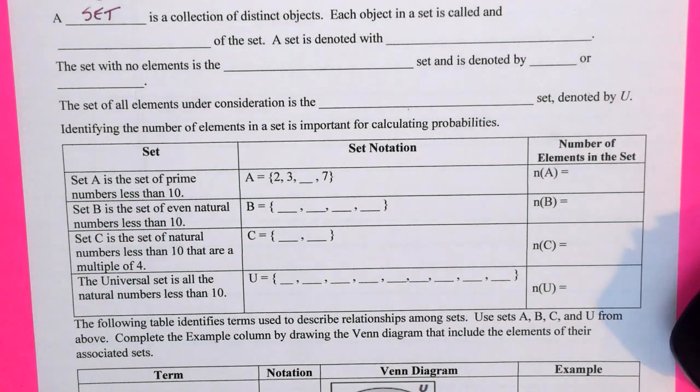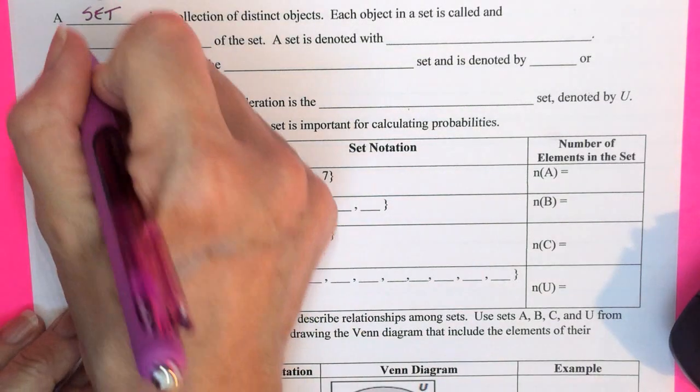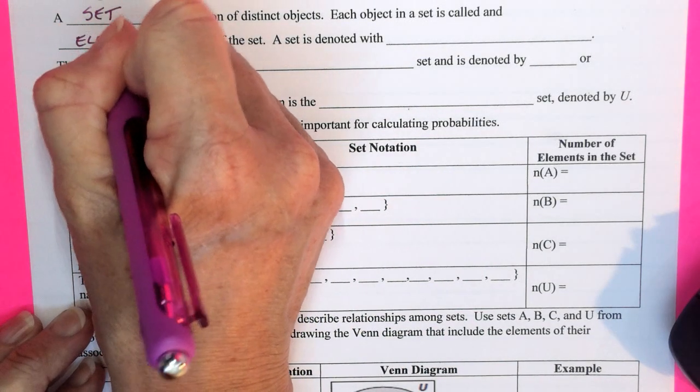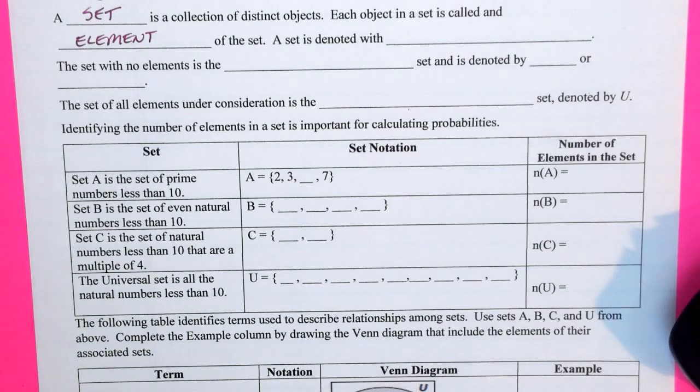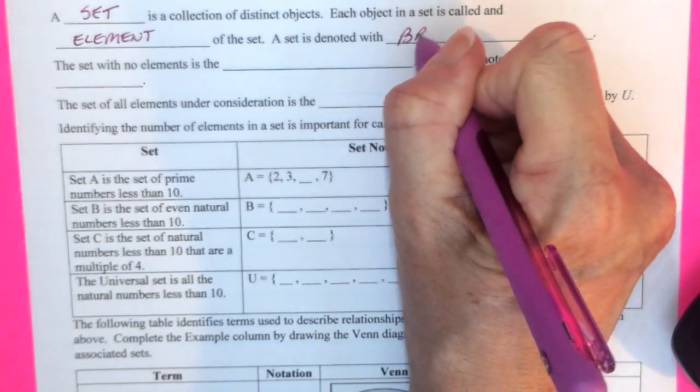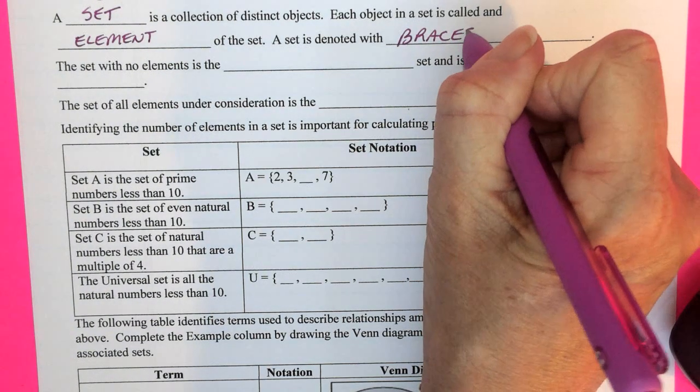So at the top here where it says a set is a collection of distinct objects. Each object in a set is called an element of the set. A set is denoted with braces. So I'll draw them here.